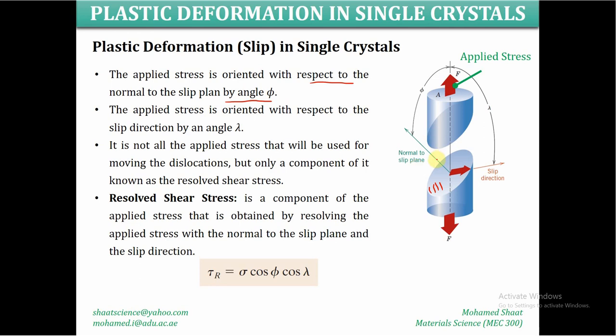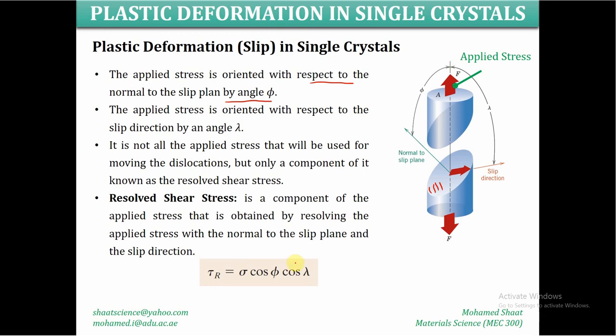So if we measure the angle between the normal to the slip plane and the direction of the applied stress, or the direction of the applied force, this is going to give us an angle. This angle is known as phi. So let us give a name to this angle as phi. What is the angle phi? This is the angle between the normal to the slip plane and the direction of the applied force or applied stress.